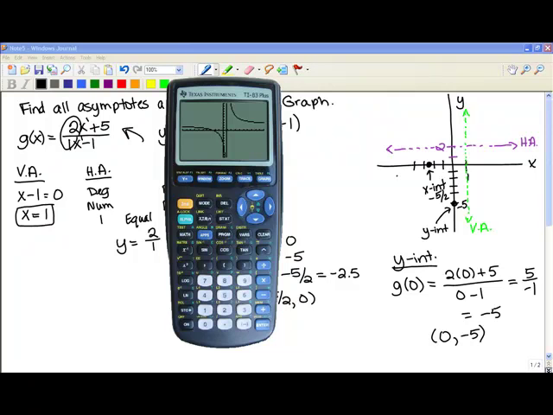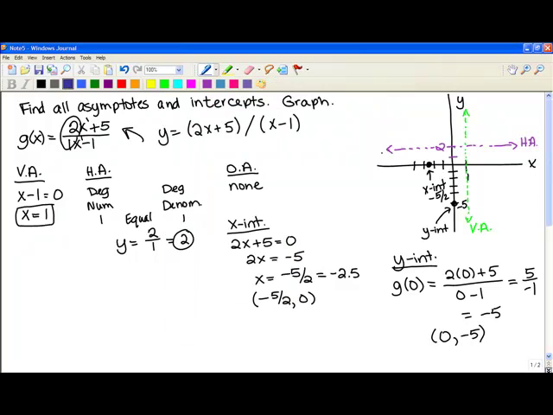So when we draw our graph, we'll go ahead and sketch it going through the intercepts down to the vertical asymptote. And then on the other side, the graph came over like this.